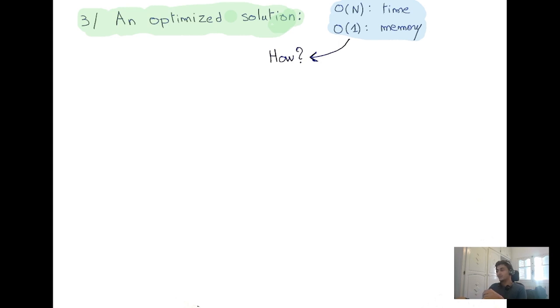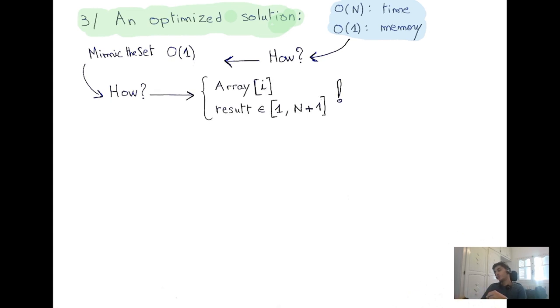The idea is to mimic the set functionality. Okay, but how? We are using the array, and an important thing to remember another time is that the result is between 1 and n plus 1. And it's important to remember also that we can access any element of the array within constant time.